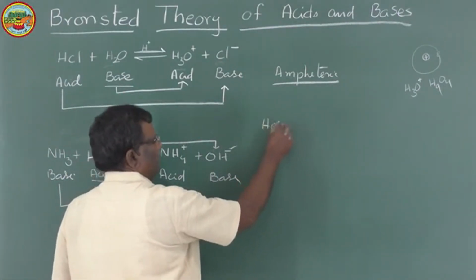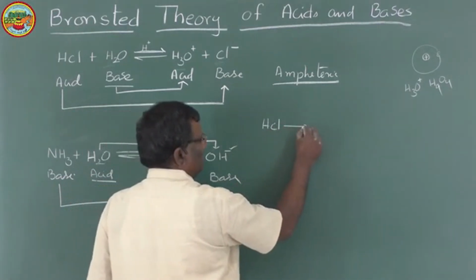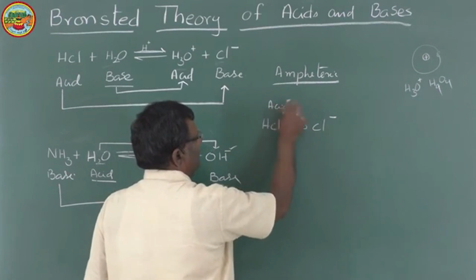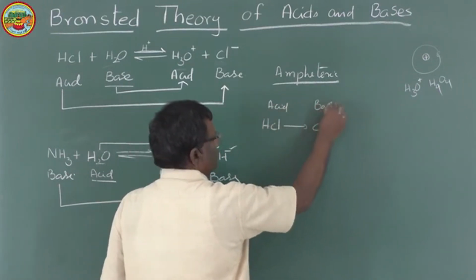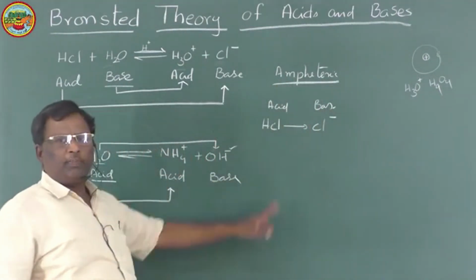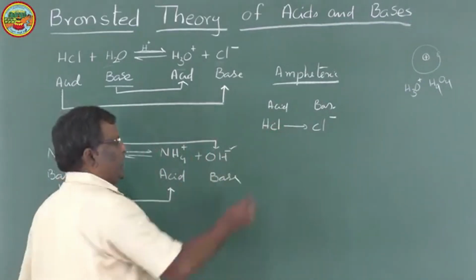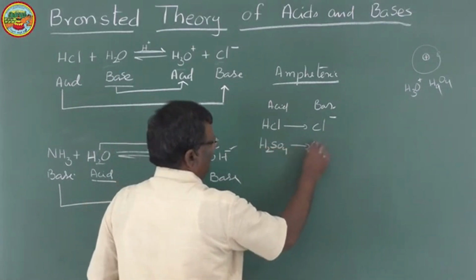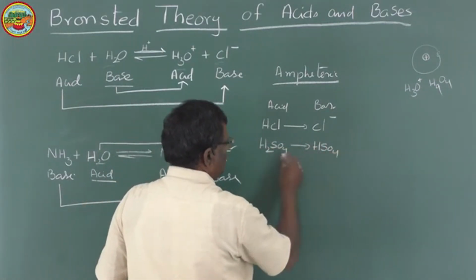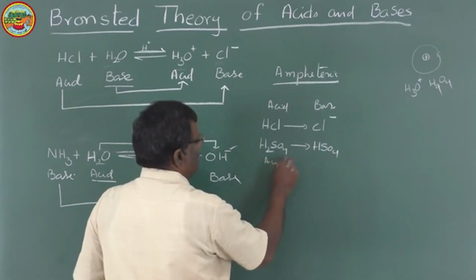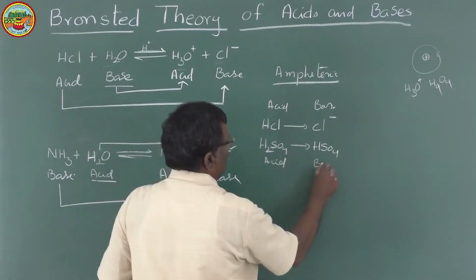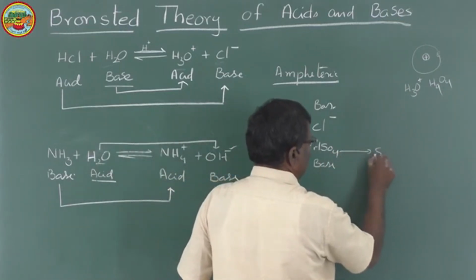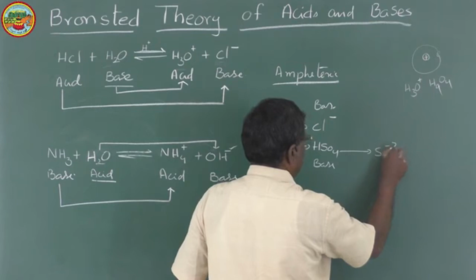HCl. By removing one proton, you will have Cl minus. So this is the acid and this is the base. This pair is called a conjugate pair of acid and base. For H2SO4, if you remove one proton, you will get HSO4 minus. This HSO4 minus is the conjugate base of H2SO4. If we remove another H plus, you will get SO4 minus 2.